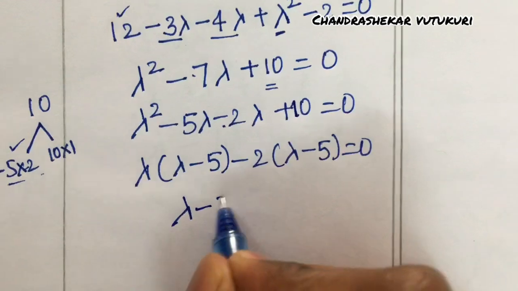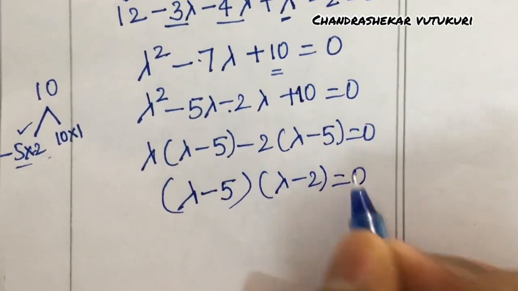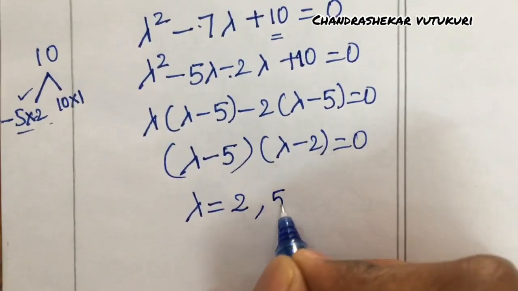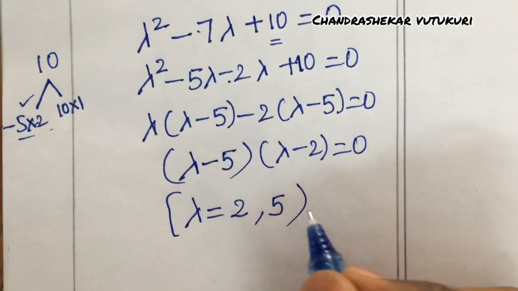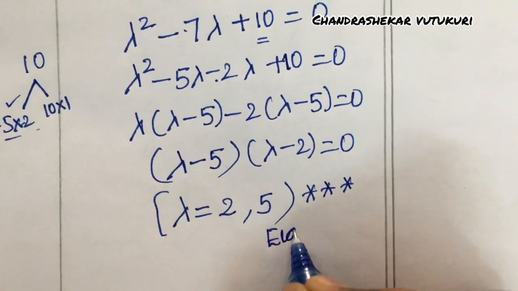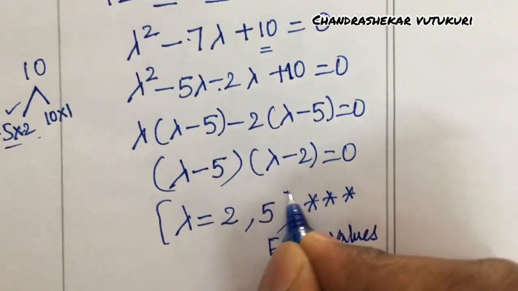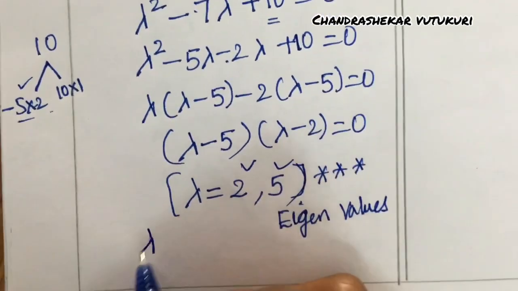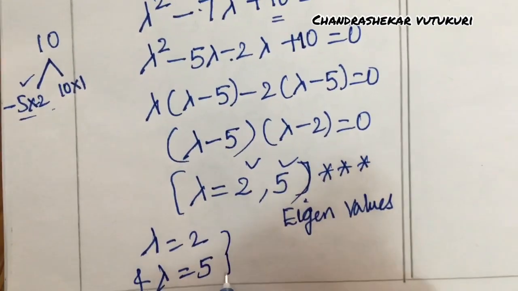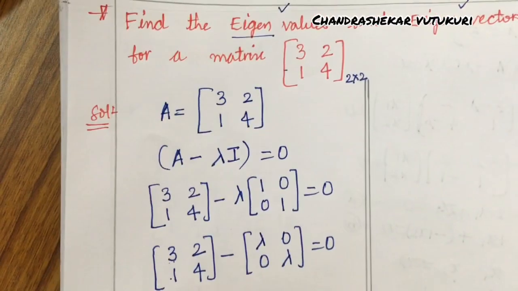So, what are the factors, dear students, here? Lambda minus 5 and lambda minus 2 equals 0. Hence lambda equals 2, 5 are the eigenvalues for the given problem. These are nothing but the eigenvalues which we found from the characteristic equation, isn't it? I mean lambda equals 2 and lambda equals 5 are said to be the eigenvalues for a given matrix of size 2 by 2.